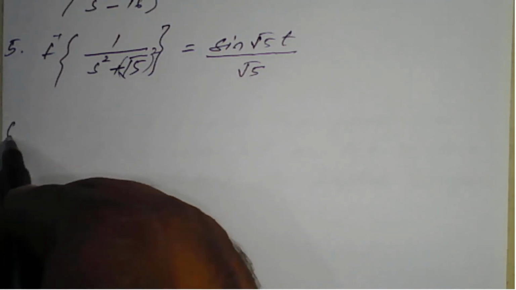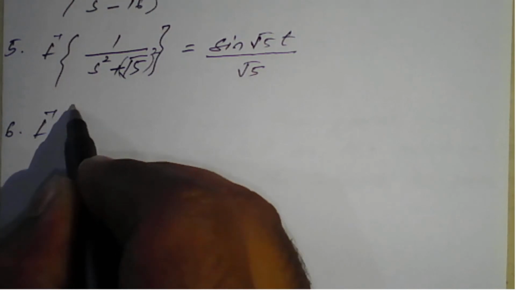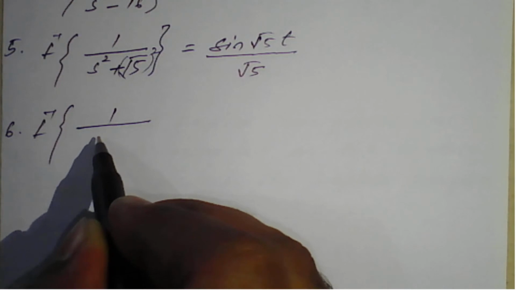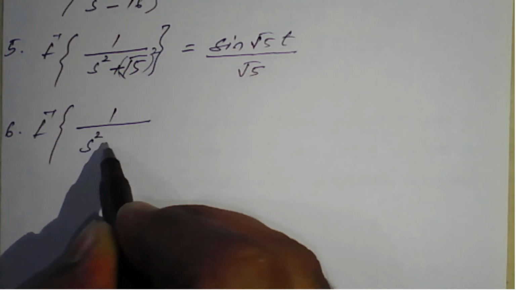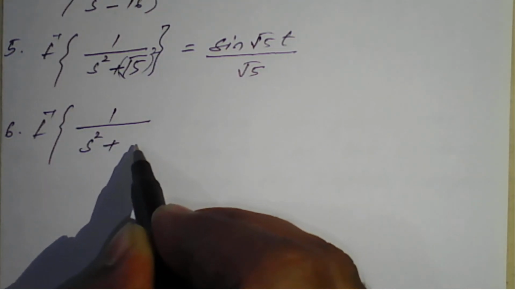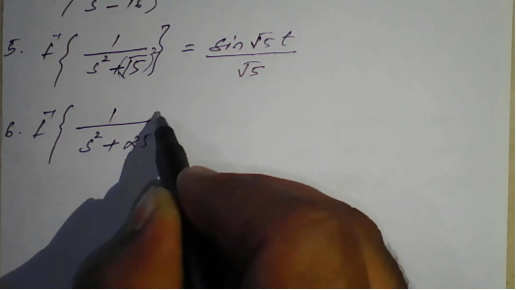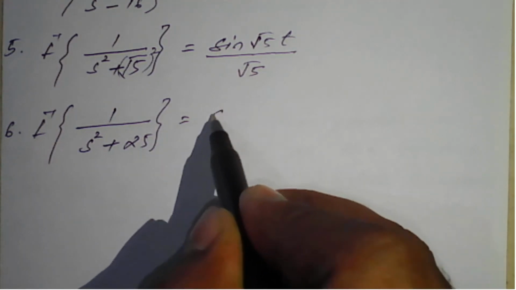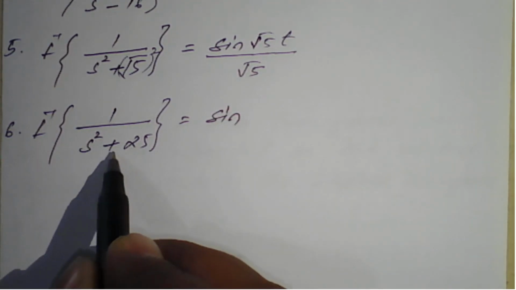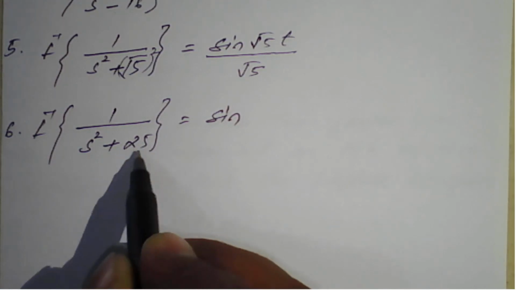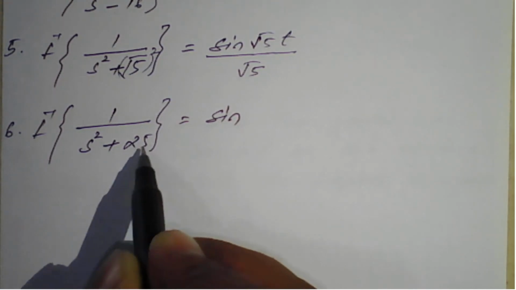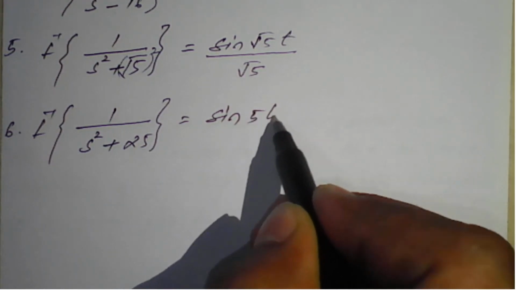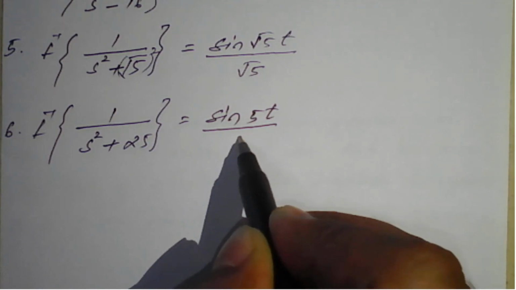Similarly, next result is inverse Laplace of 1 divided by s square plus 25. Because of s square plus 25, I will say that it is sine, and because of plus sign it is trigonometric. And 25 is a perfect square number, so I can say that 25 can be written as 5 square. So I'll write 5t divided by the value of a, that is 5.